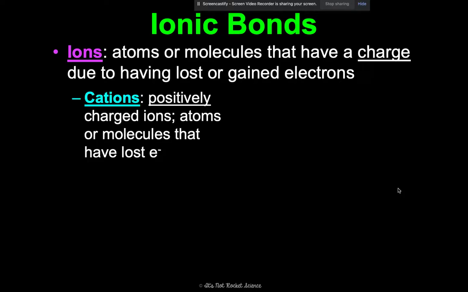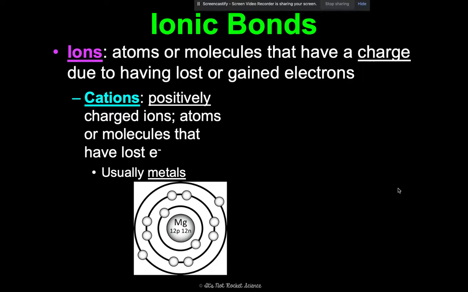Cations are positively charged ions. Atoms or molecules that have lost electrons are considered cations. So they've lost electrons, so they're positively charged. The easiest way to remember this is that electrons are negative, so if you lose one, you become more positive. They are usually metals, on the left side of the periodic table.